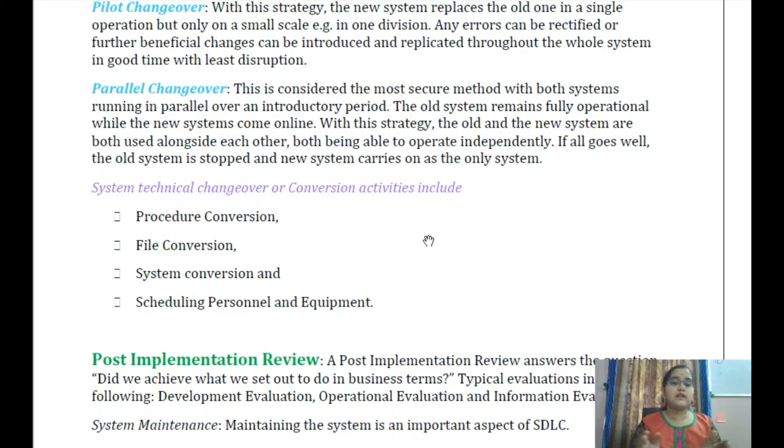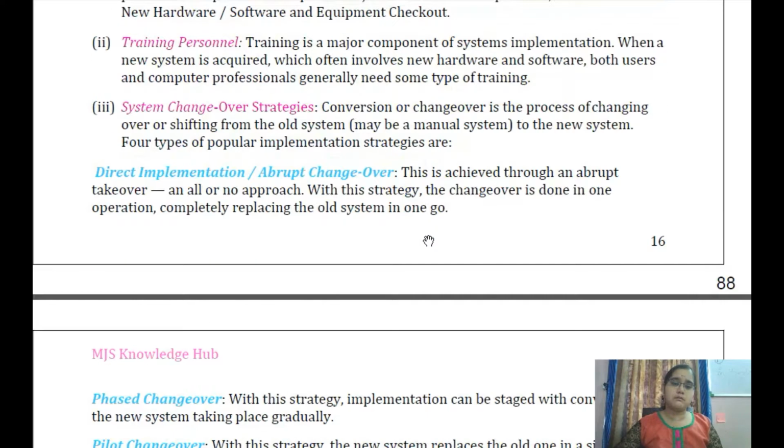The system manager will schedule these trainings for the people in conjunction with the departmental heads, so that they can provide appropriate timing for this scheduling purpose, and the manager can give sufficient computer time so the user can get equipped and get habituated to the new system. So this is what all happens in the system implementation.